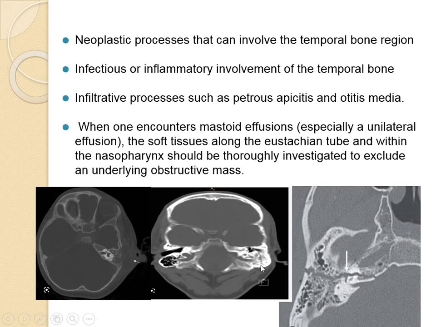Again, the same thing. You can see here opacified mastoid air cells. And here we see a non-displaced fracture. Yes, a non-displaced longitudinal fracture of the petrous part of the temporal bone extending through the mastoid air cells and into the inner ear. Right.